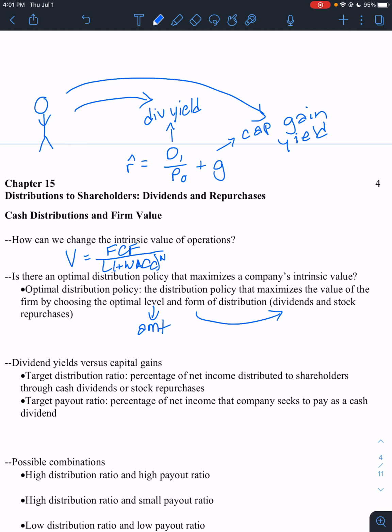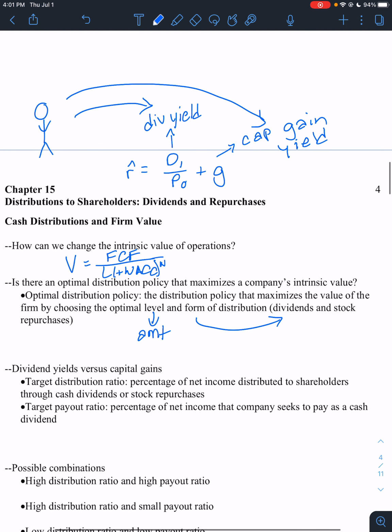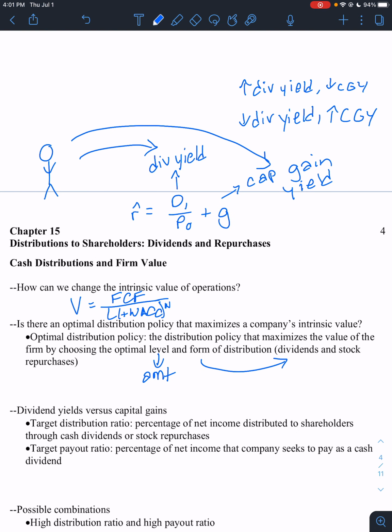Now, if a firm doesn't pay dividends, guess what? Dividend yield is 0. And I can't have a lot of both, right? Firms are going to either have a high dividend yield and a low capital gain yield, which I'll abbreviate CGY, or they're going to have a low dividend yield and a high capital gain yield. Why? Because there's 2 things I can do with net income. You can see how much I love this graphic.